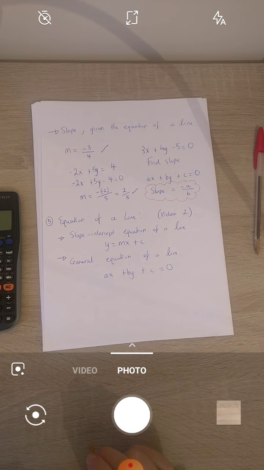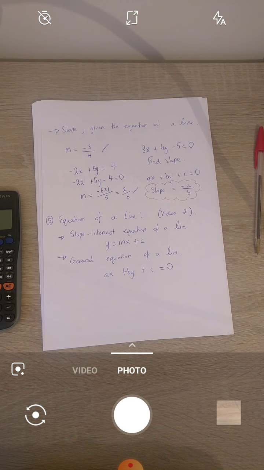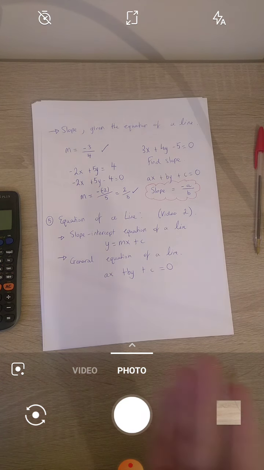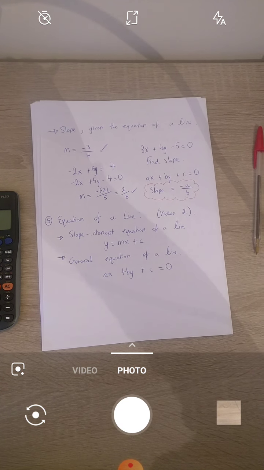Okay, so I'm going to stop that first video there and we'll move on to the equation of the line in the next video. You will need to use everything from the first video, will most likely be needed in video 2 as well, particularly the stuff that we did on slopes. So make sure you're confident with the slopes before we move on to the second video.